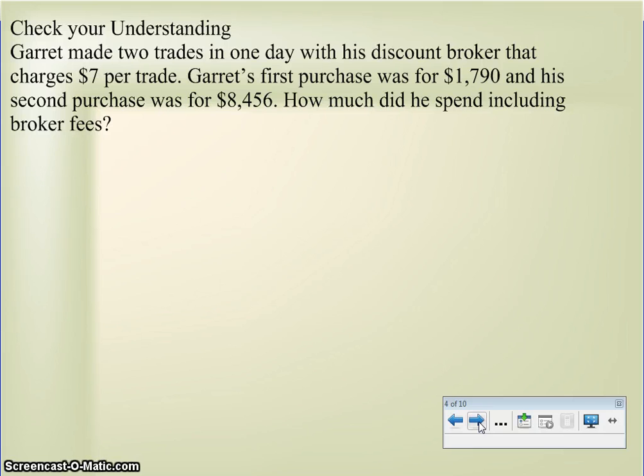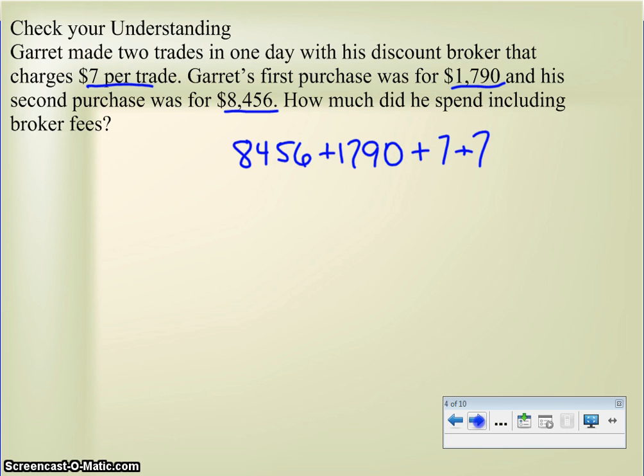Okay, Garrett made 2 trades in one day with a discount broker that charges $7 per trade. His first purchase was for $17.90, his second one for $84.56. How much did he spend, including broker's fees? So we had the $84.56 plus the $17.90 plus 7 as there were 2 transactions. And the total that he spent that day, $10,260.